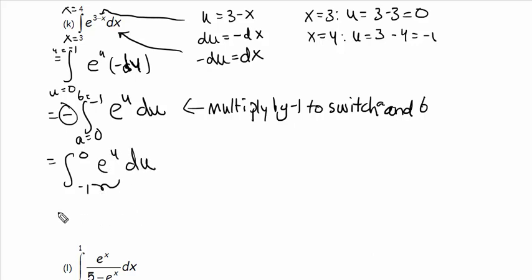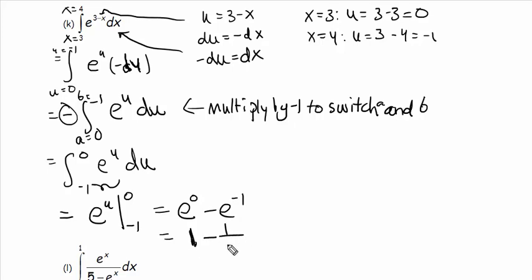And the antiderivative of e to the u is just e to the u. So when I evaluate that from -1 to 0, I get e to the 0 minus e to the -1. But e to the 0 is 1, so it's 1 minus 1 over e. Hopefully this wasn't too much to take in, but one of the keys to this problem was remembering to multiply by -1 to switch the a and the b around.